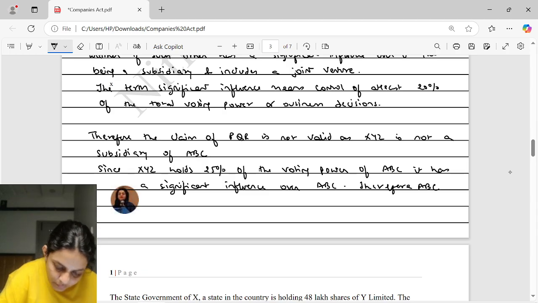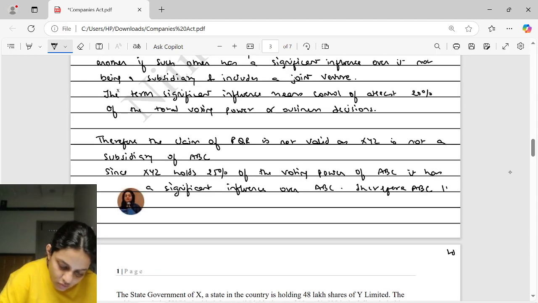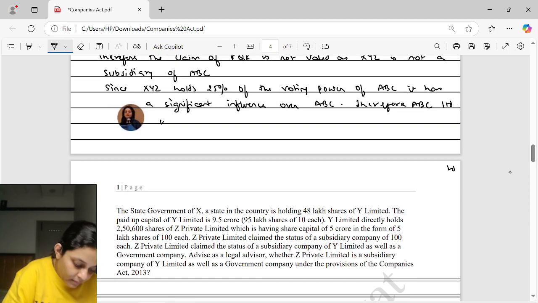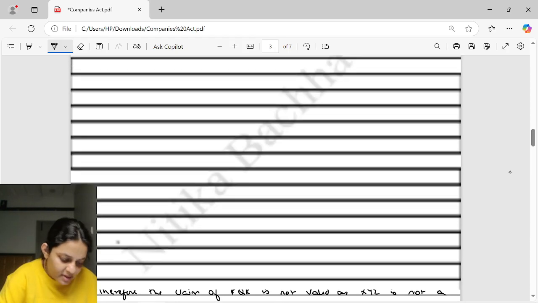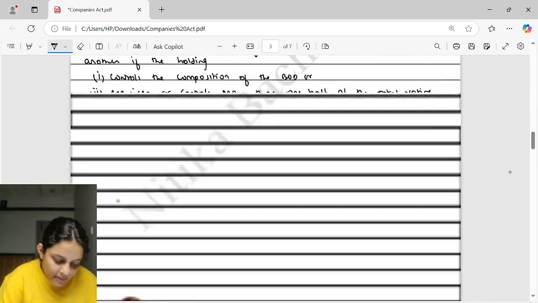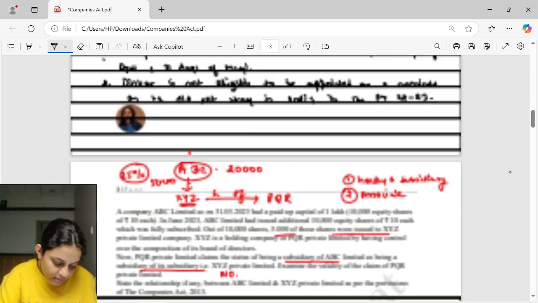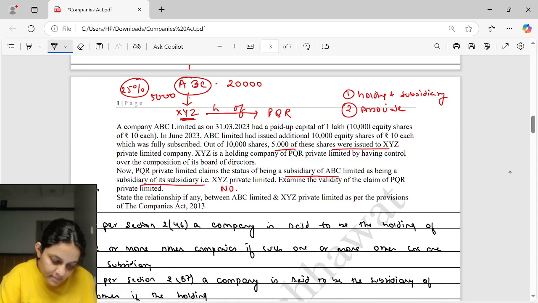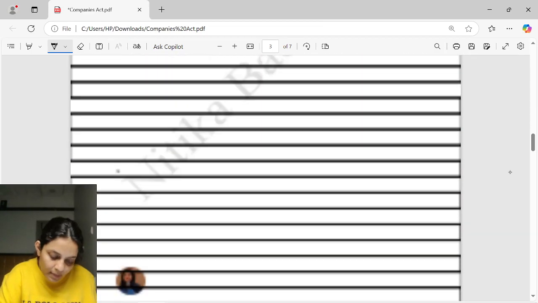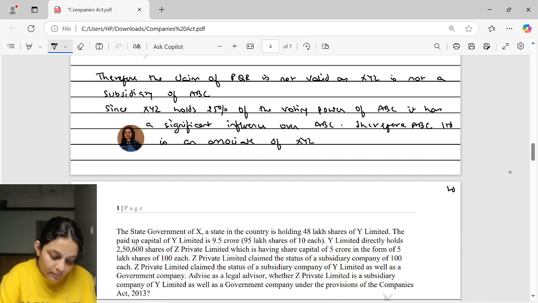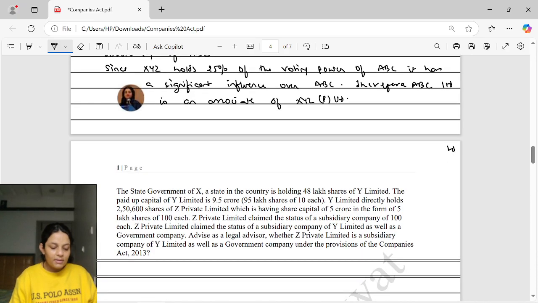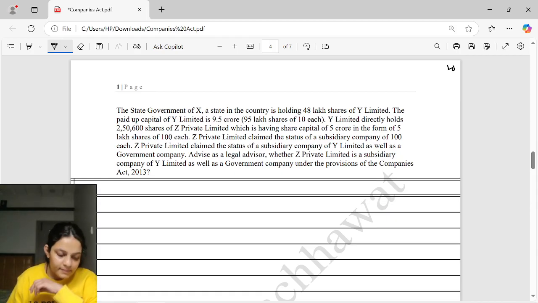Therefore, ABC Limited, please don't write only ABC, is an associate of XYZ. I think ABC Private Limited it is. No, it's Limited only. Of XYZ, is it Private Limited? Ah, of XYZ Private Limited. I hope it's clear to all of you. Yes? Moving on to the next one.